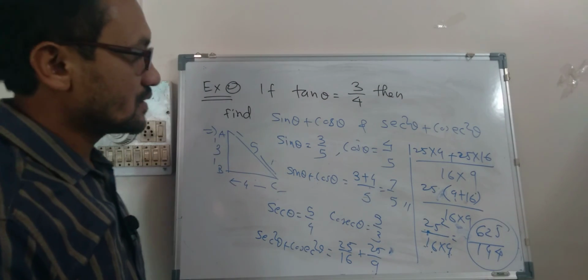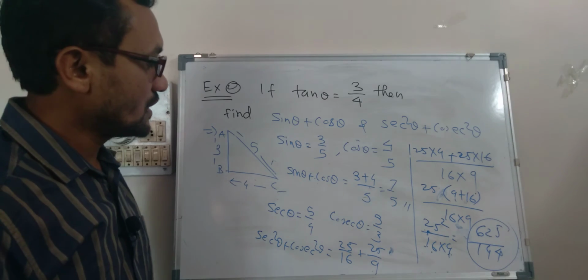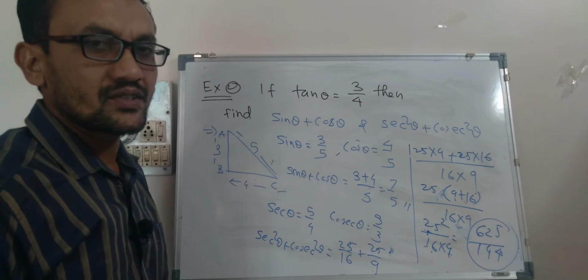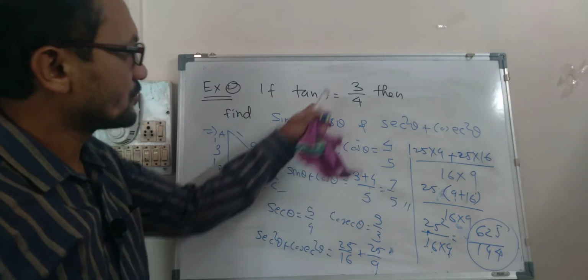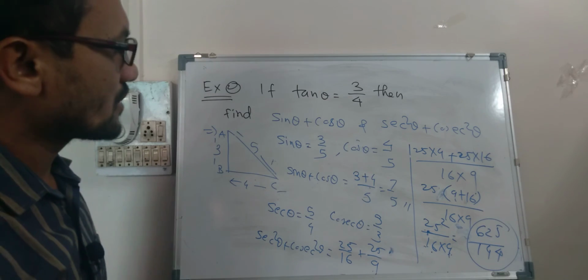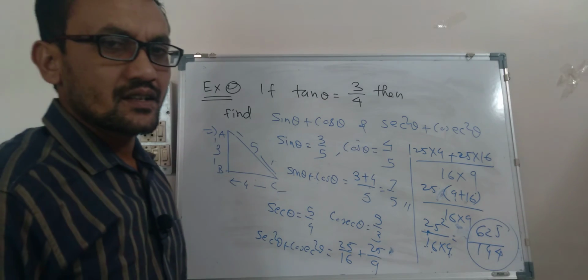Okay. So in this way we will find out so many ratios and their addition, subtraction, whatever we want using single trigonometric ratios. We find out all these things. Okay. Thank you.